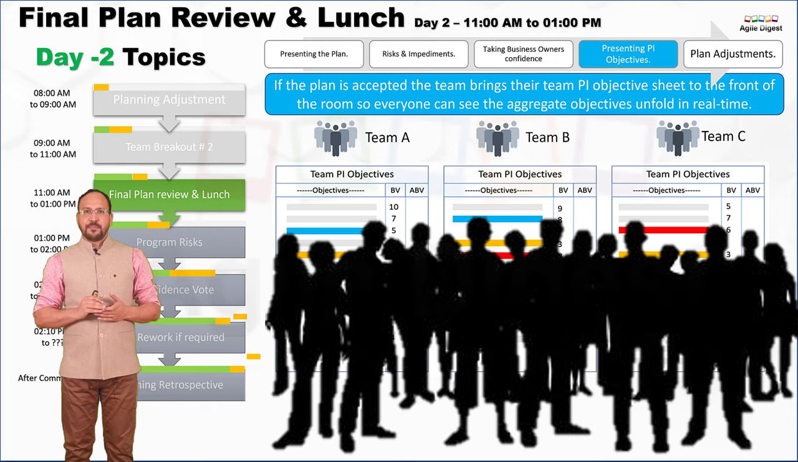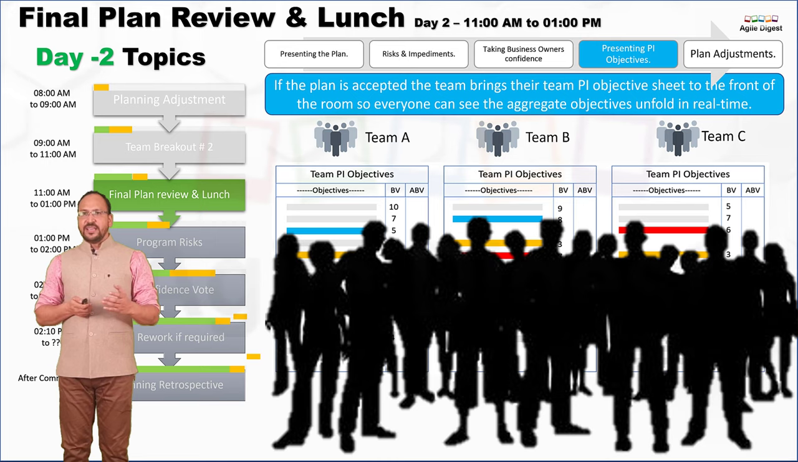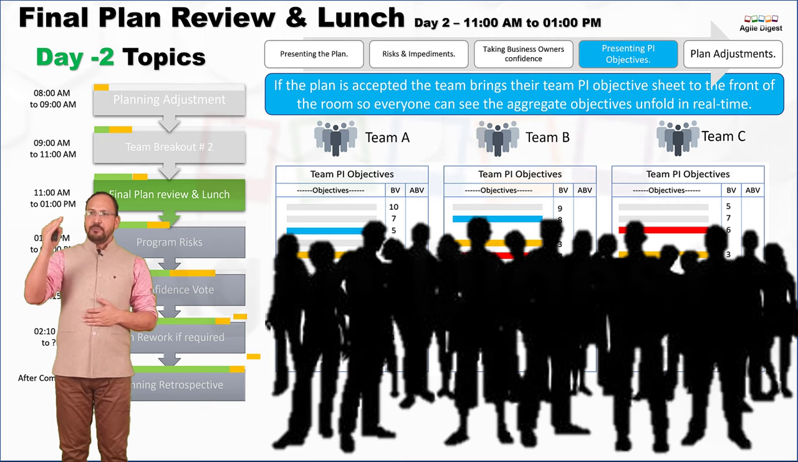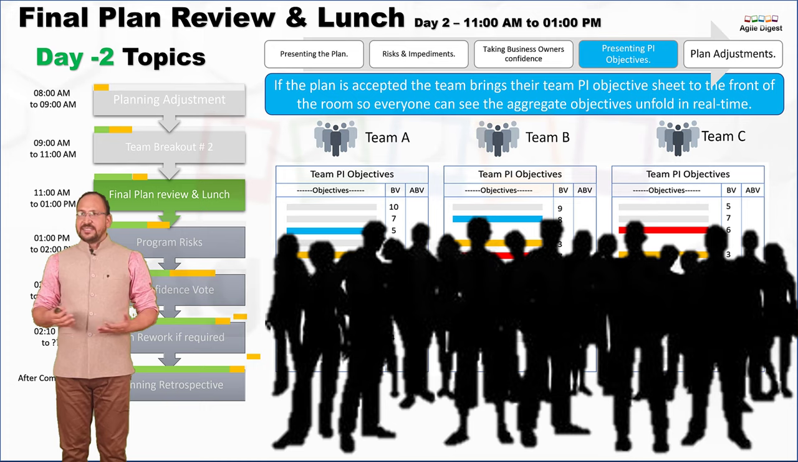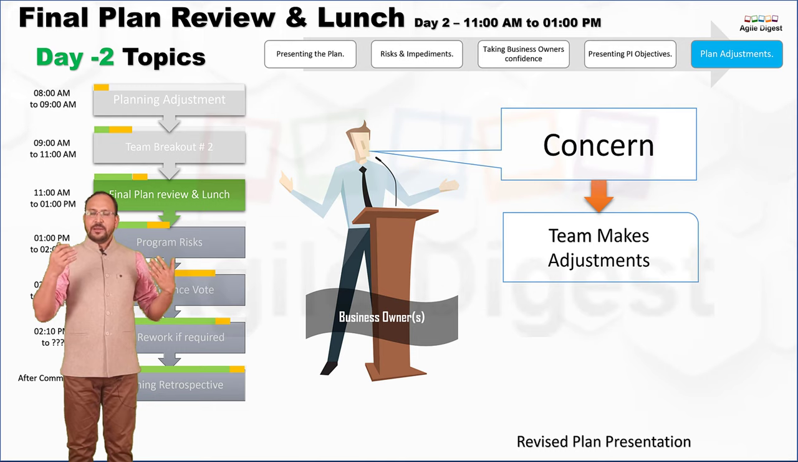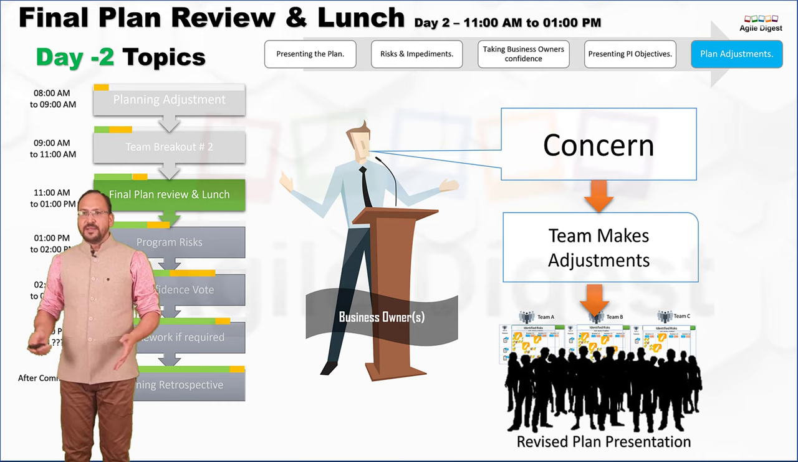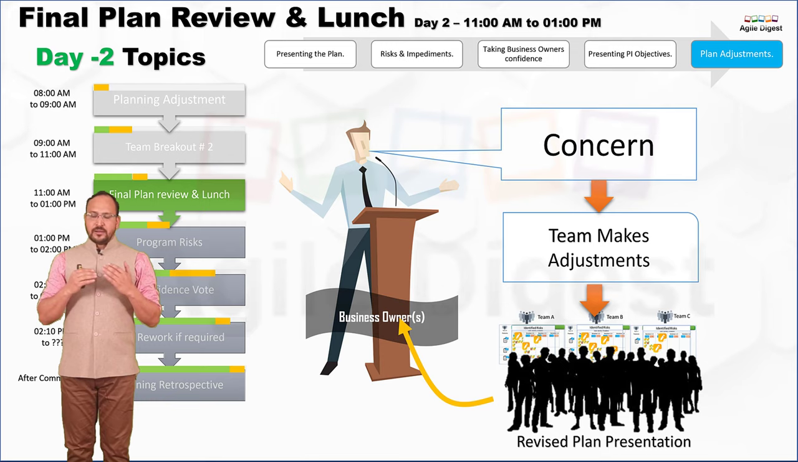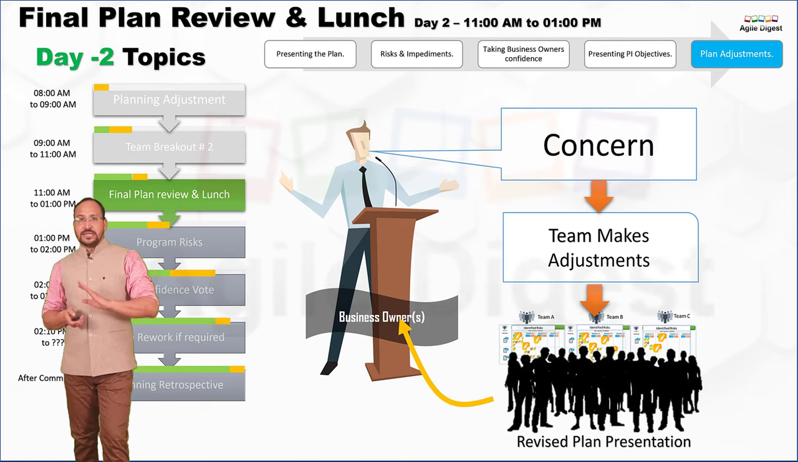The fourth step under final plan review and launch is presenting the PI objectives. So each team will be presenting, okay, these are the PI objectives we have, and team B will say these are the PI objectives and business value we have. And finally, if there is any adjustment required on that same step based on the objectives they have mentioned, the business owner will mention, okay, the business owner has some concern, the team will make some adjustment and show that to the entire audience once again. If the business owner still has some concern, it will go on that loop until the business owner is very much confident in what exactly we have done. This is what we have done so far on our final plan review and launch.